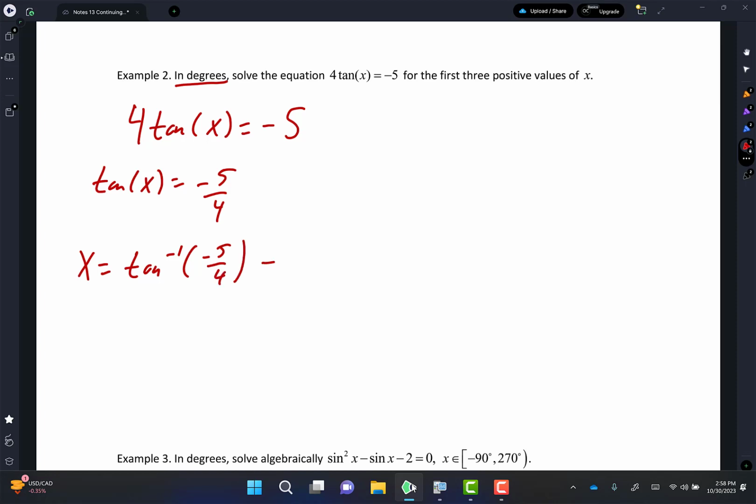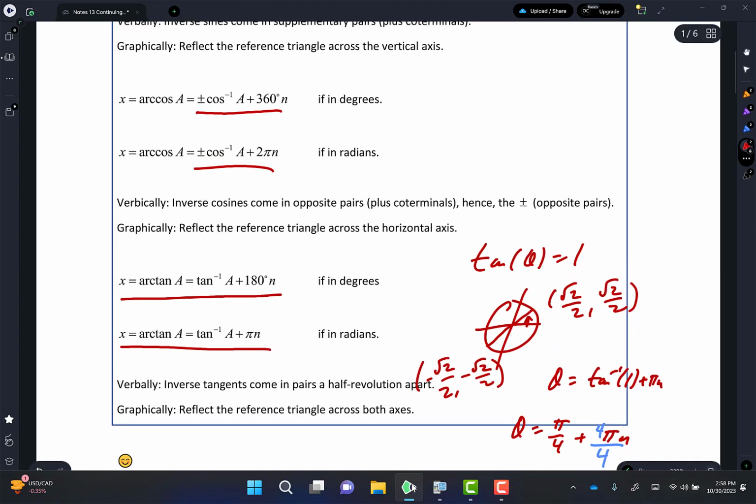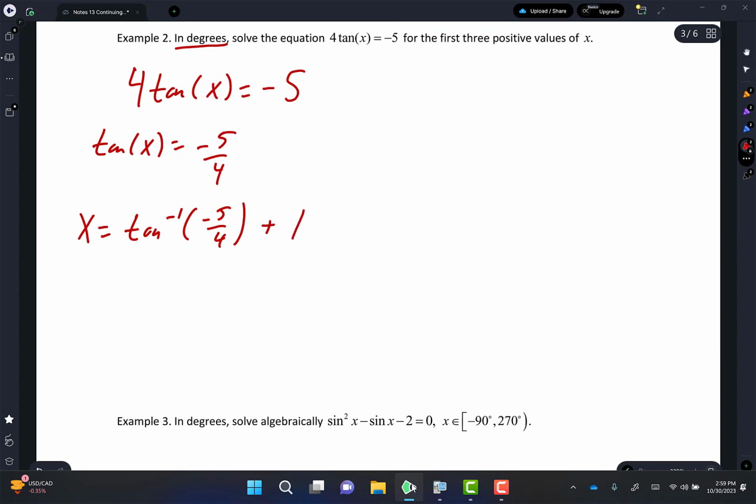You're in degrees. Plus, tan does not have 2 pi or 360. Yeah, it's 180. It's right here in your notes, and it says right there in degrees, 180. So make sure you have this with you. I'm going to put plus 180 degrees with a little n on it. Are we still okay?